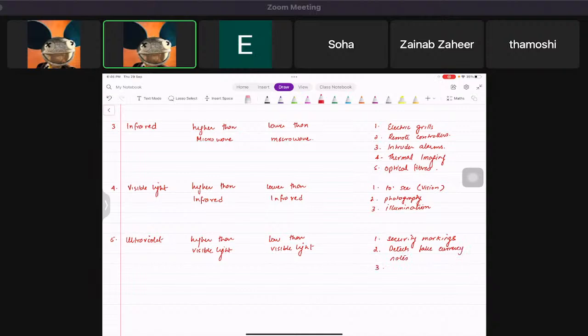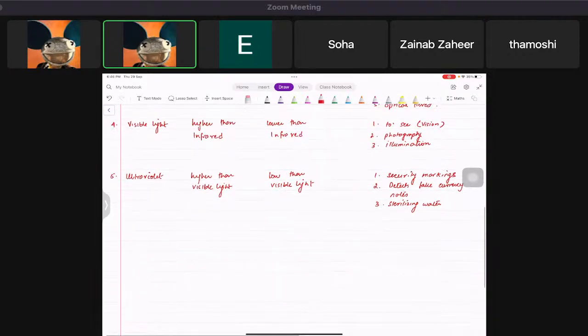And then it's also used in sterilizing water, because it generally likes to kill some germs, right? Okay. So this is something that ultraviolet is used for, and then you got number six.